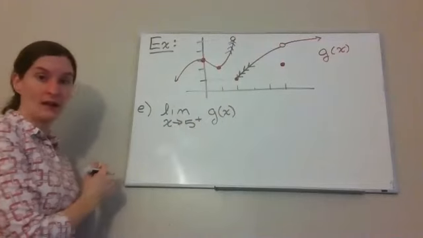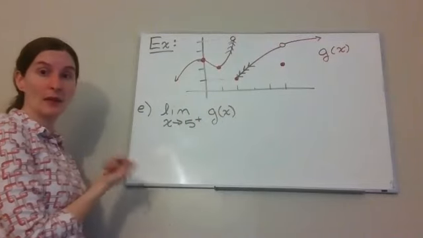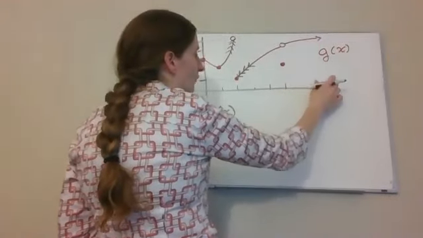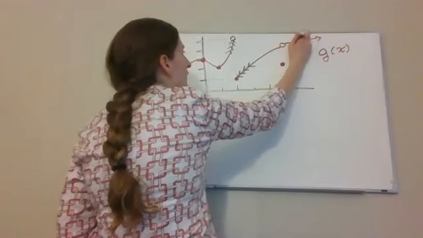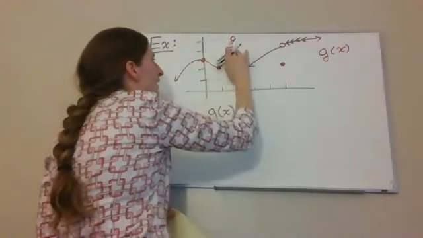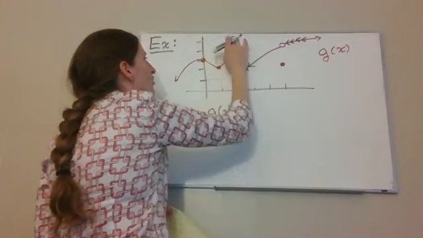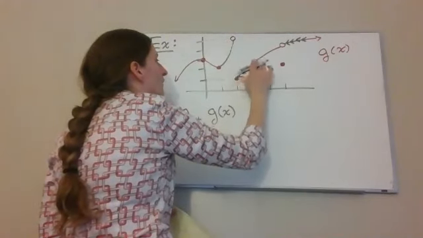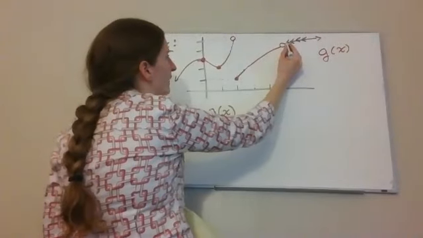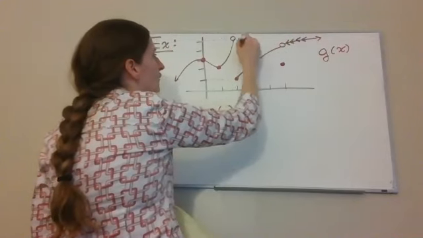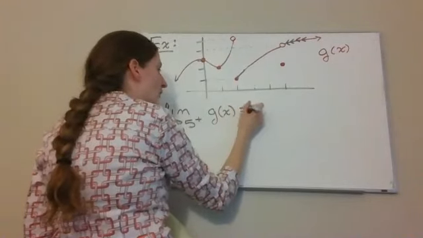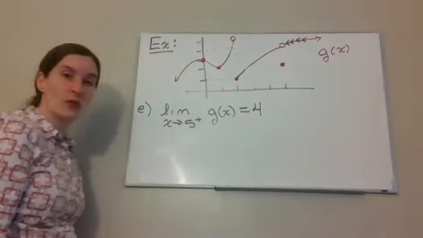So remember, I already said it out loud, but that little plus there means we're coming from the right side. Here's where x is equal to 5. I want numbers on the right side of it. So I'm going to follow my function as I get closer and closer to 5, but only from the right side. Let me erase all of our work from 2 just so we don't confuse ourselves. So as I get closer and closer to 5 from the right side, it looks like the y value of my function is getting closer and closer to 4. So the limit as I approach 5 from the right is equal to 4.